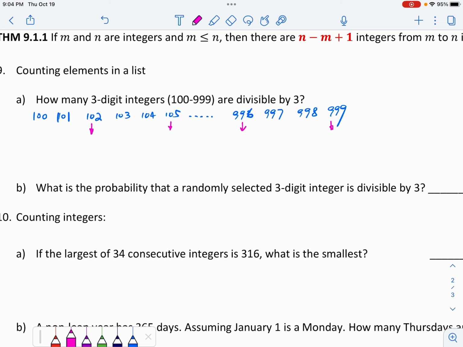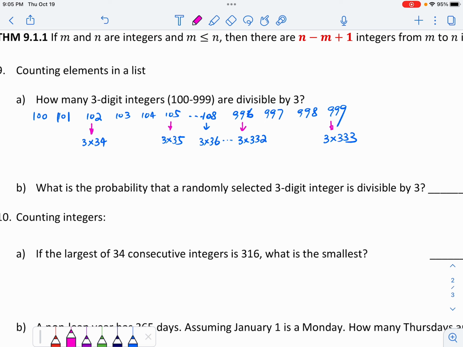Now, if you look at the first number here, 102 is equal to 3 times 34. And 105 is 3 times 35. The next one in line, 108, will be 3 times 36, and so on and so forth. This one will be 3 times 332. The very last one will be 3 times 333.